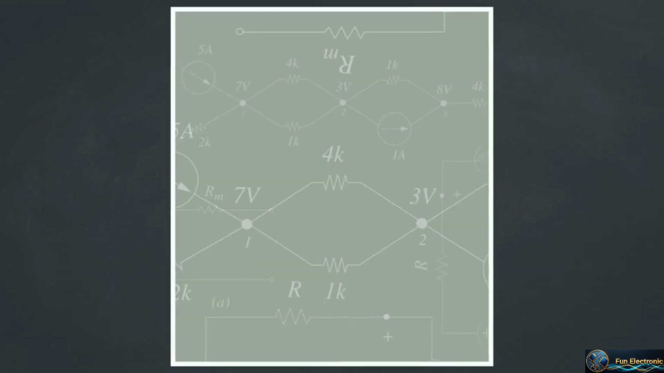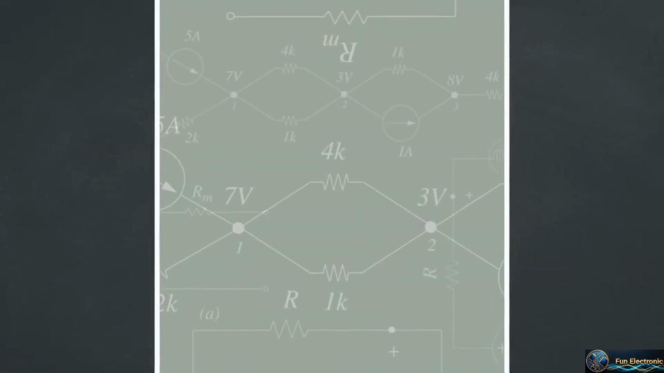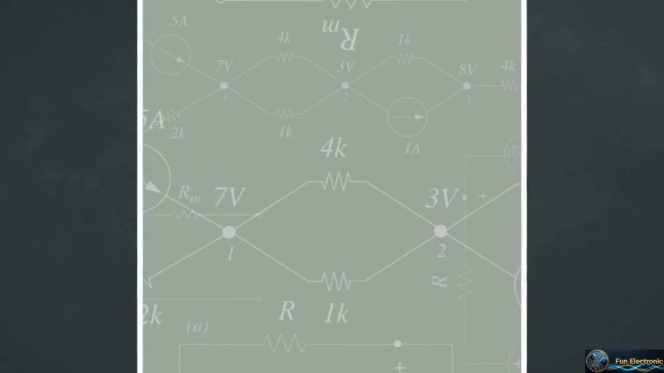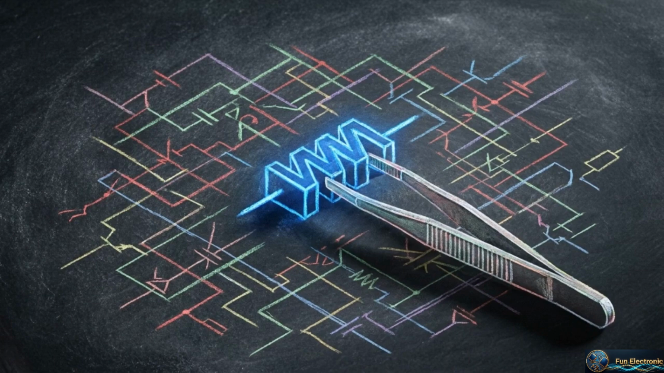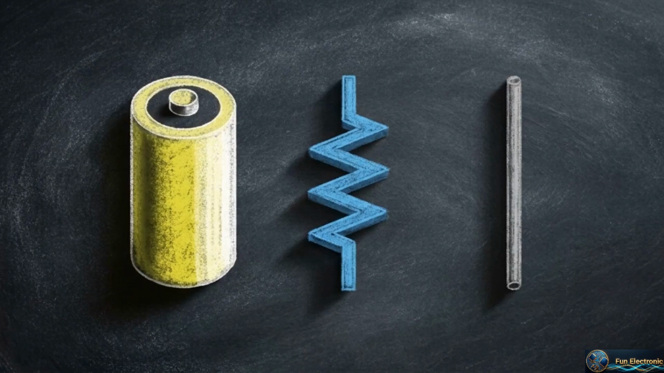Engineers bypass this mathematical bottleneck using a specific set of shortcuts called network theorems. These theorems provide the tools to strip away the noise and isolate individual variables, shrinking a massive web of electronics down into a few simple, manageable components.